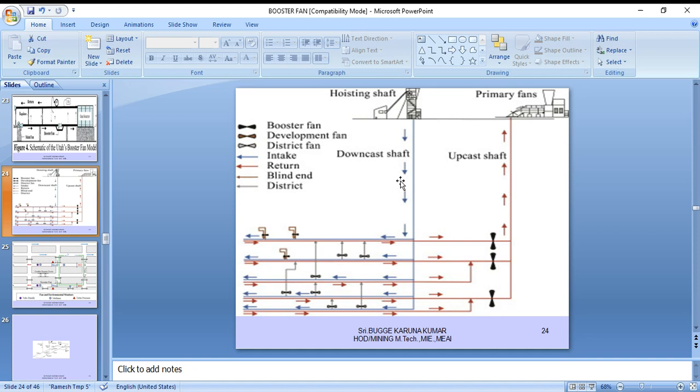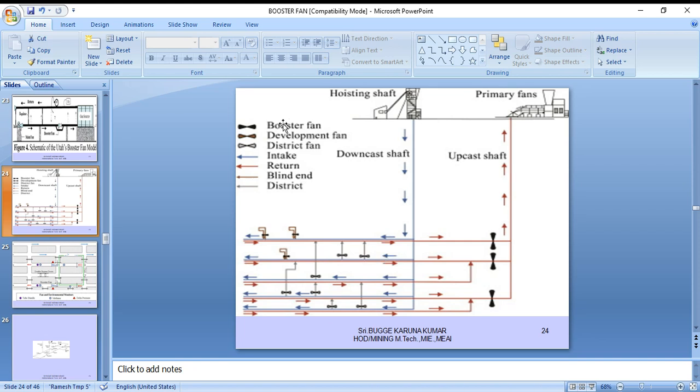This is intake. The blue color is showing the air entering the different headings. Red is showing the return, which is contaminated air as well as the carrier of all the things. That road is different, is showing here.